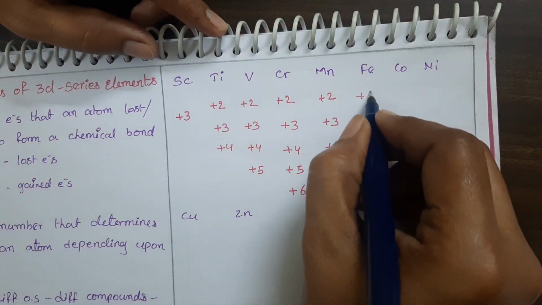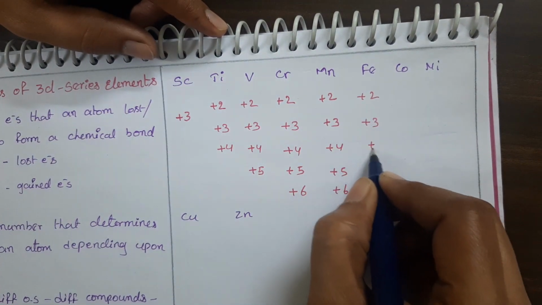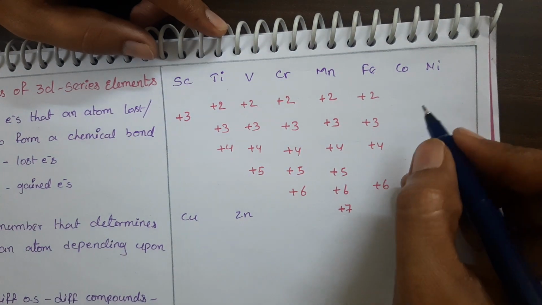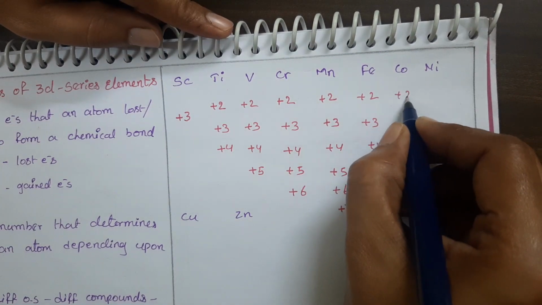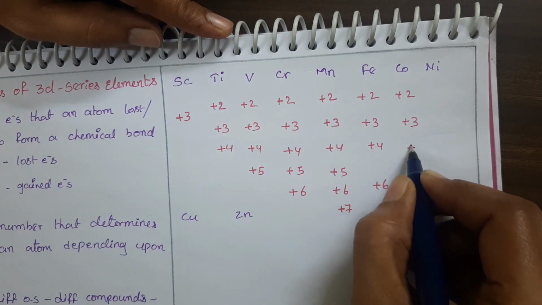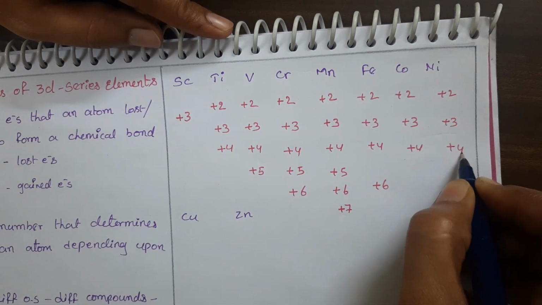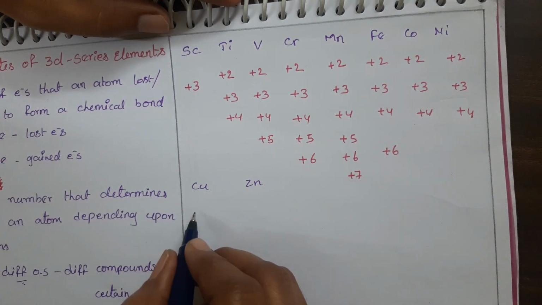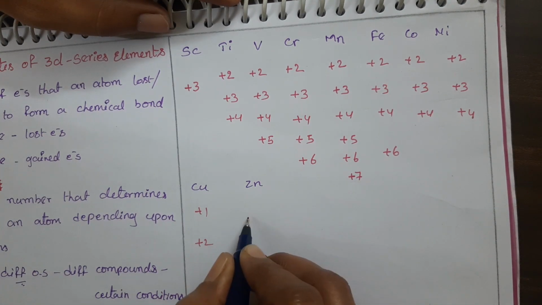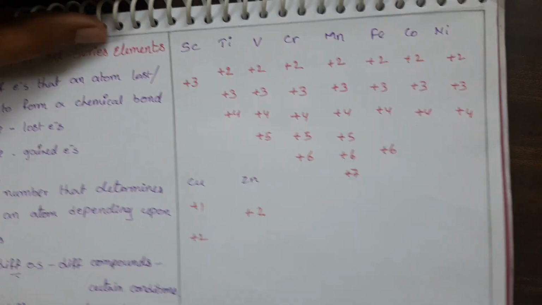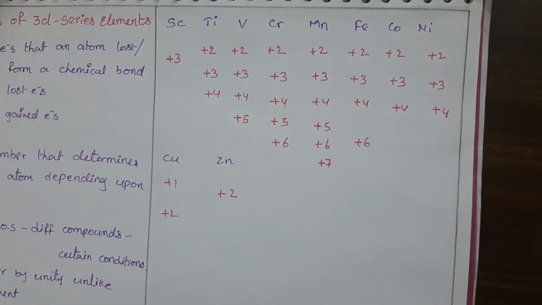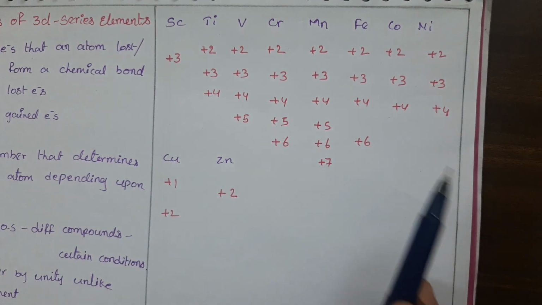Iron can show plus 2, plus 3, plus 4, and also plus 6 oxidation states, and cobalt can show plus 2, plus 3, plus 4, and nickel plus 2, plus 3, plus 4, and next copper can show plus 1 and plus 2, and zinc can show plus 2 oxidation state. So these are the oxidation states shown by the 3D series elements. So observe these oxidation states.